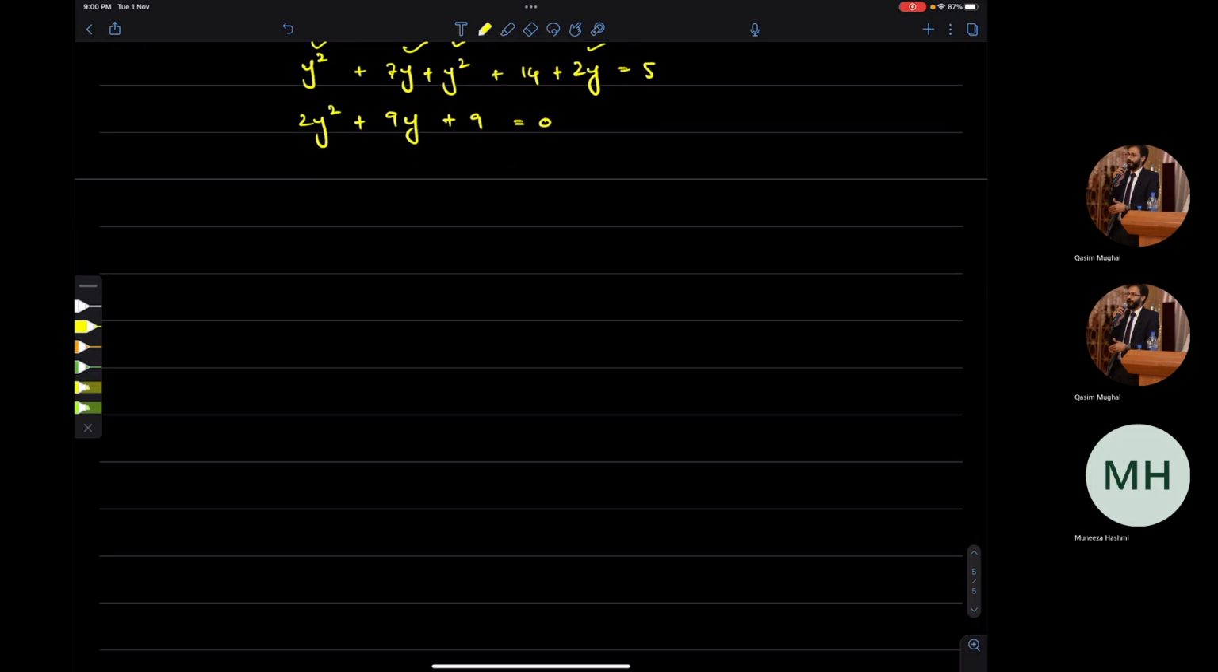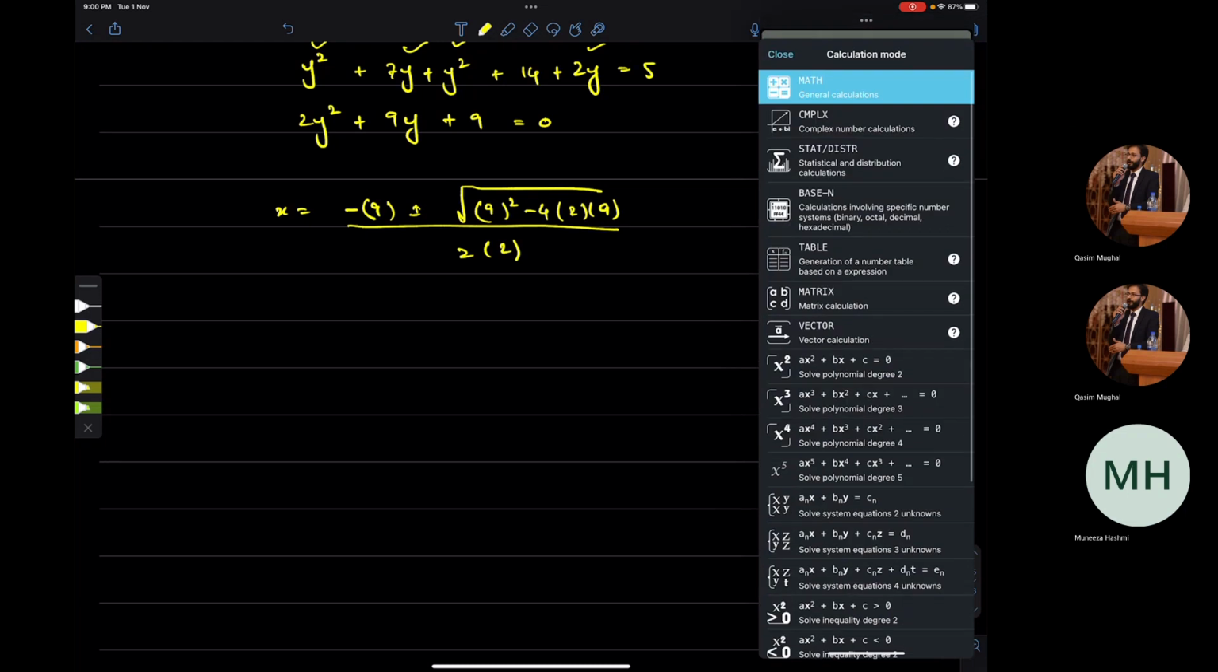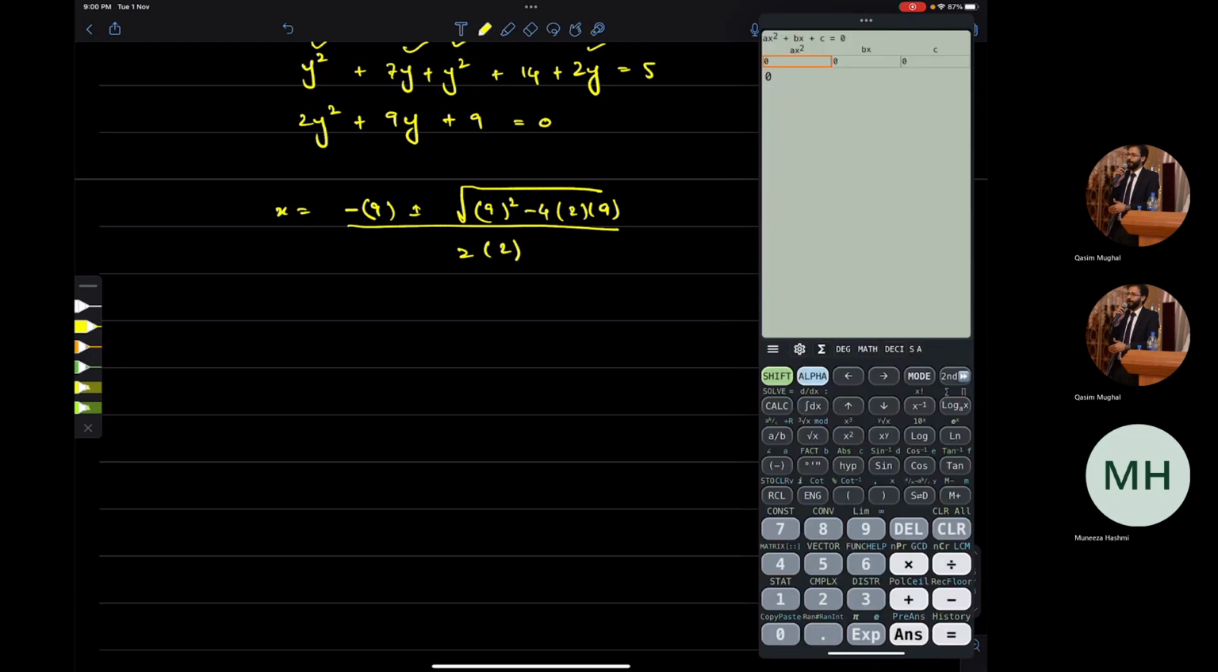So I'm going to solve this by the quadratic formula. So x equals minus b plus or minus the square root of b squared minus 4ac, and then the whole thing divided by 2a. So next I'm going to use a calculator to reach the answer directly.